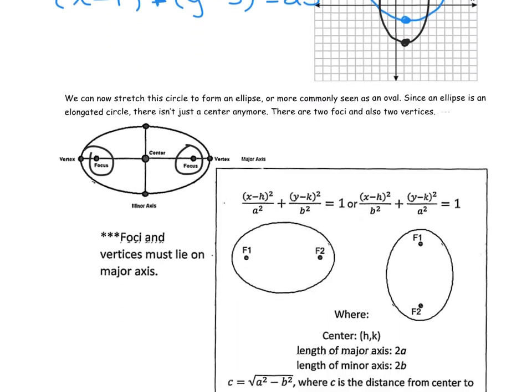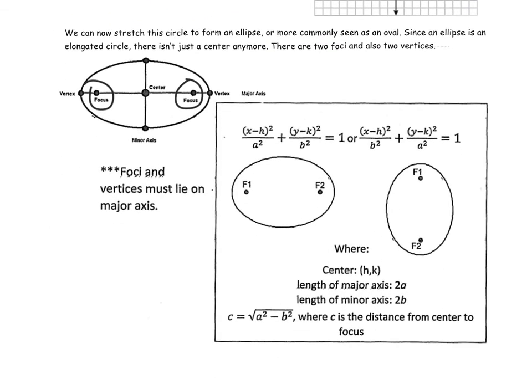All right, so let's take a look at some terminology here. So like I said, I could have stretched out the circle to form an ellipse. They're more commonly seen as an oval. Since an ellipse is just an elongated circle, there isn't just a center. There's now 2 foci and also 2 vertices. Really important to note, the foci and the vertices must lie along the major axis. The major axis is always the longest length from vertex to vertex. So the longest length across the ellipse. So this would be my major axis.